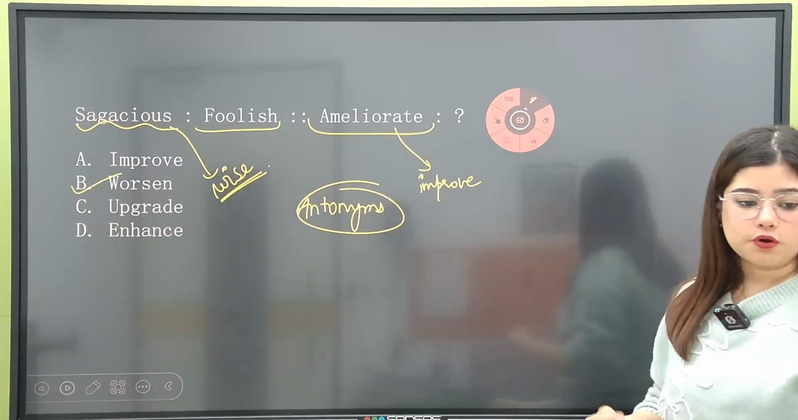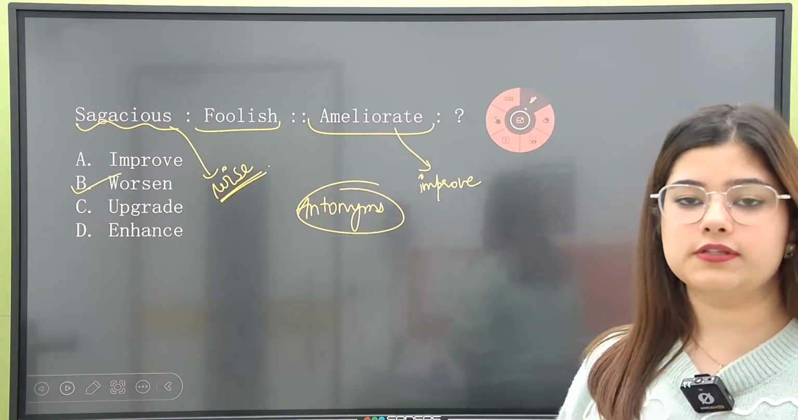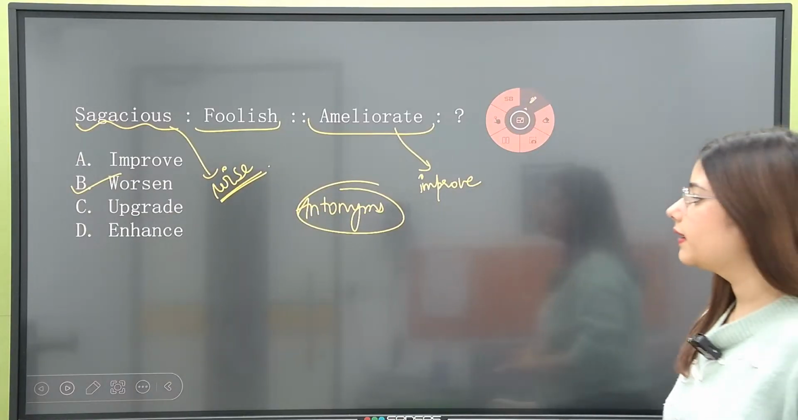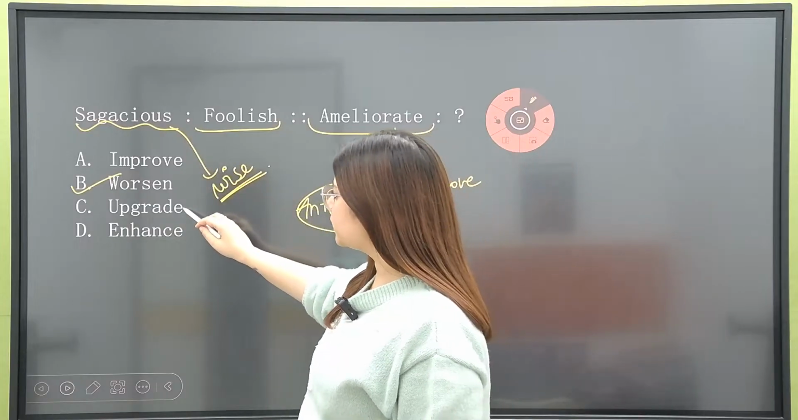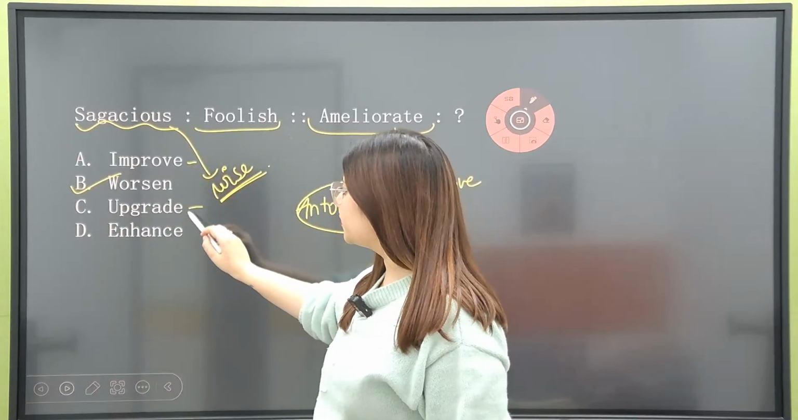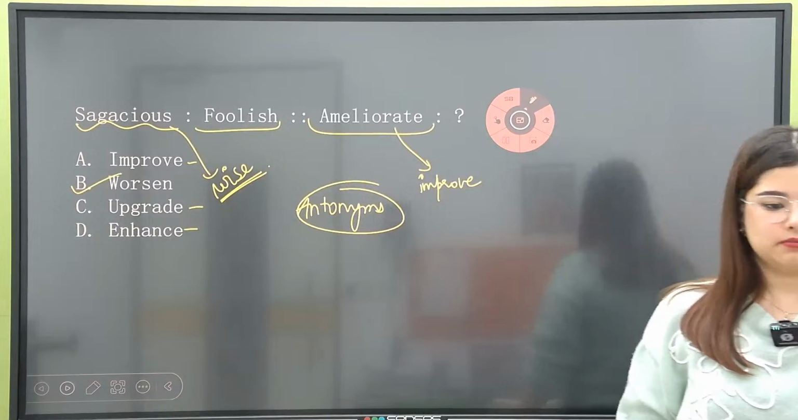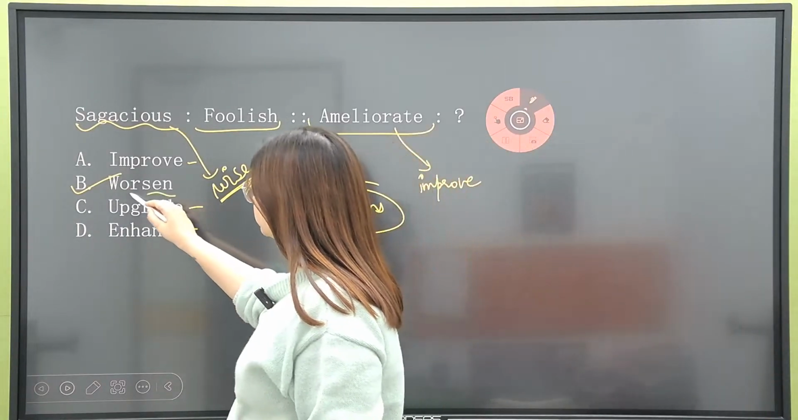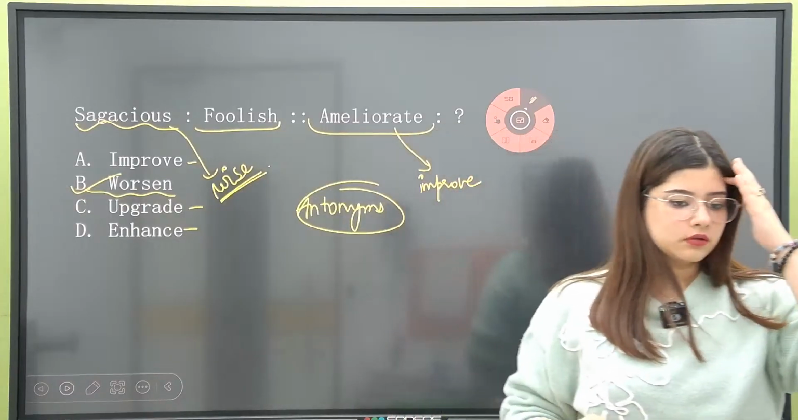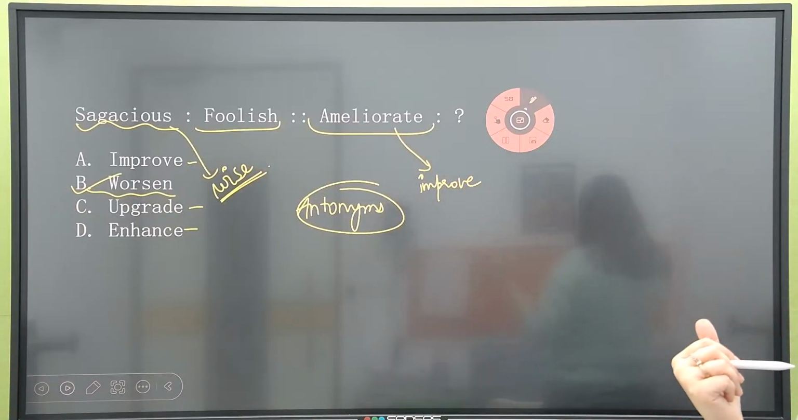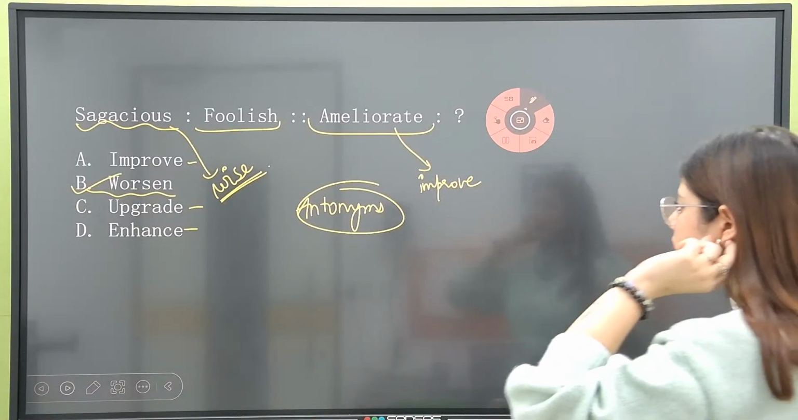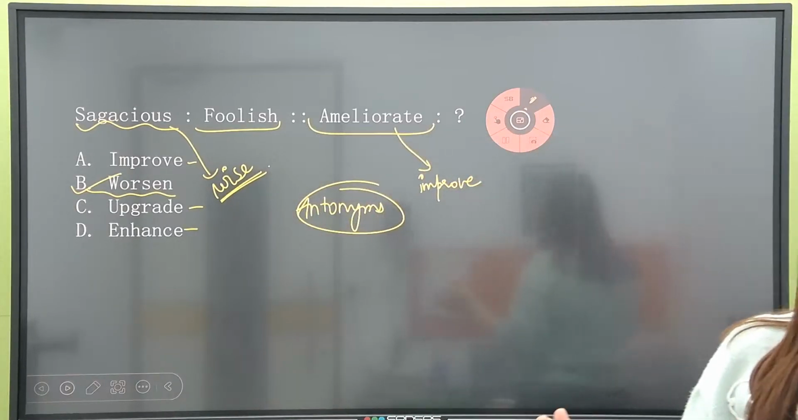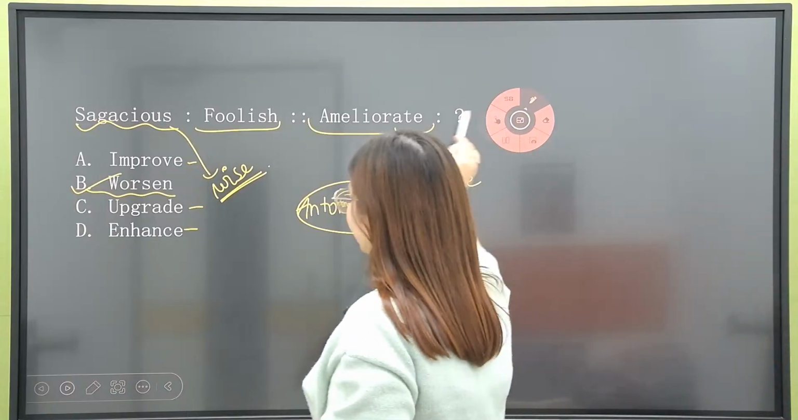Now, if you do not know the exact meanings of words, there could be some hint hidden in the options as well. If you look at the options, improve, worsen, upgrade, and enhance. Improve, upgrade, and enhance are somewhat similar in meaning, right? The only mismatch here is worsen. So, even if you do not know the exact meaning, sometimes hints are there in the questions as well.